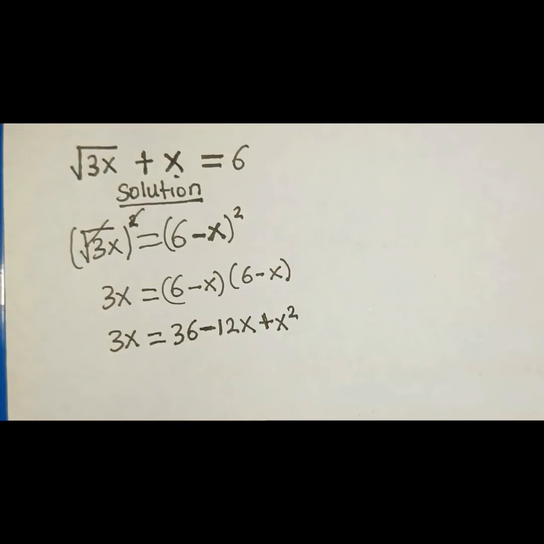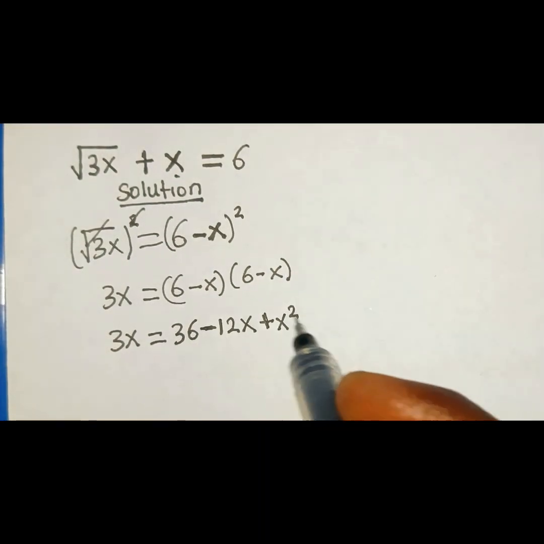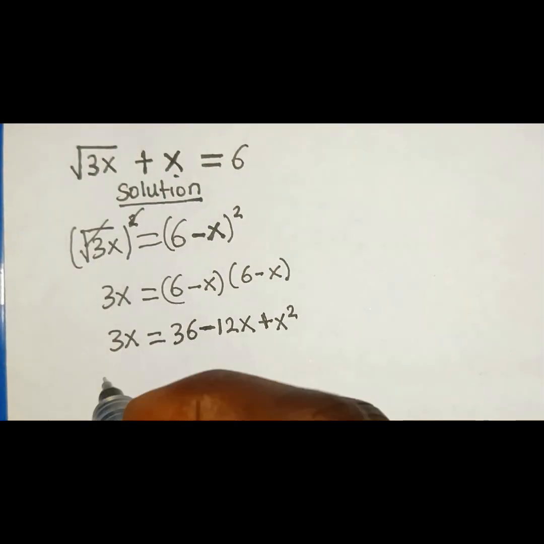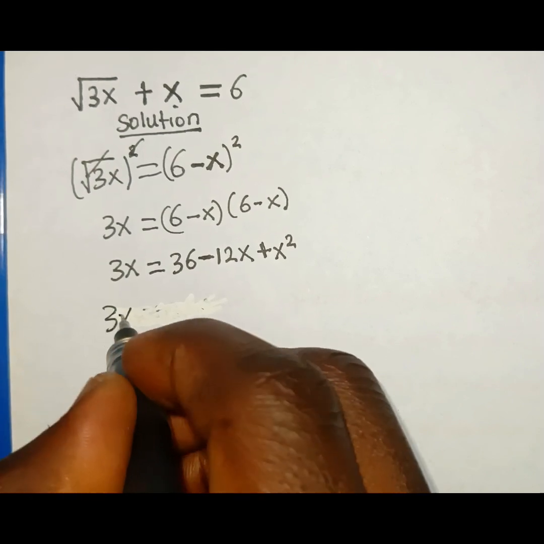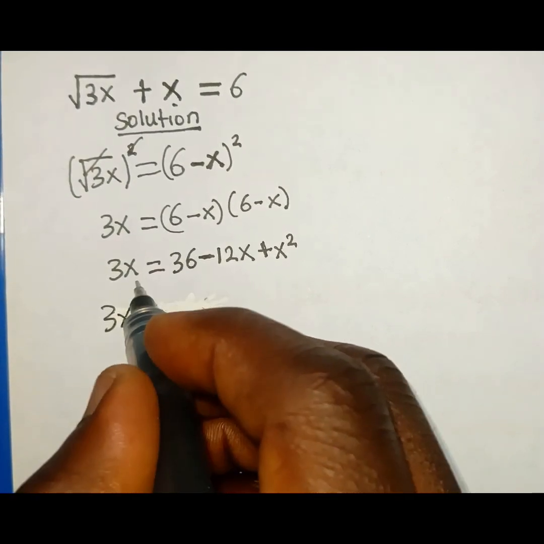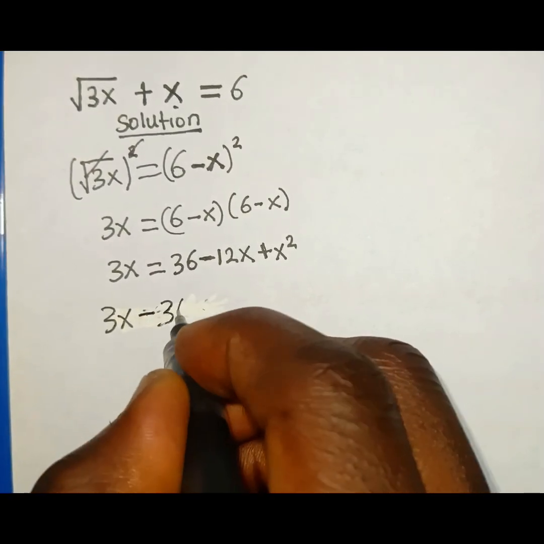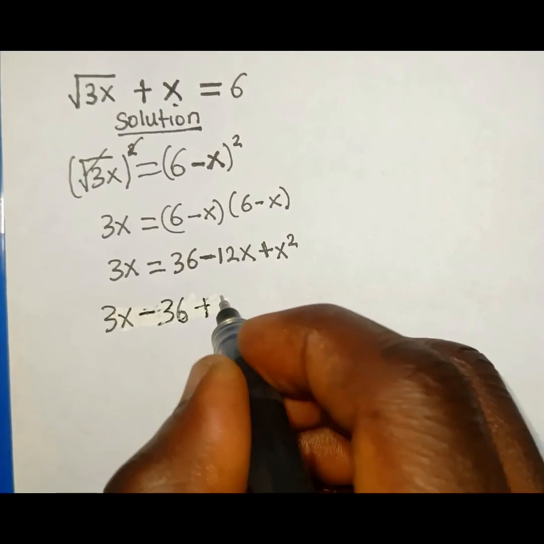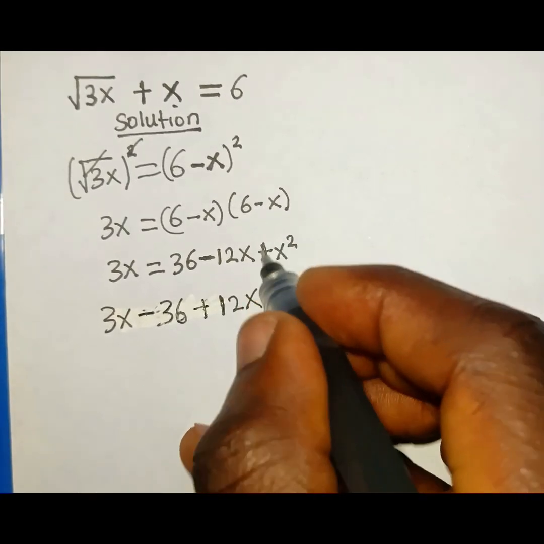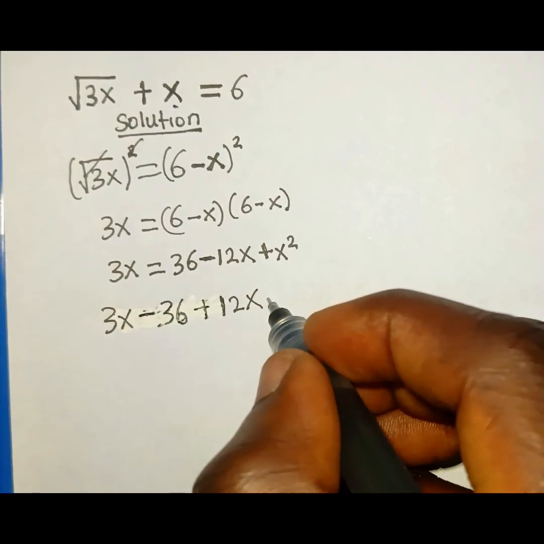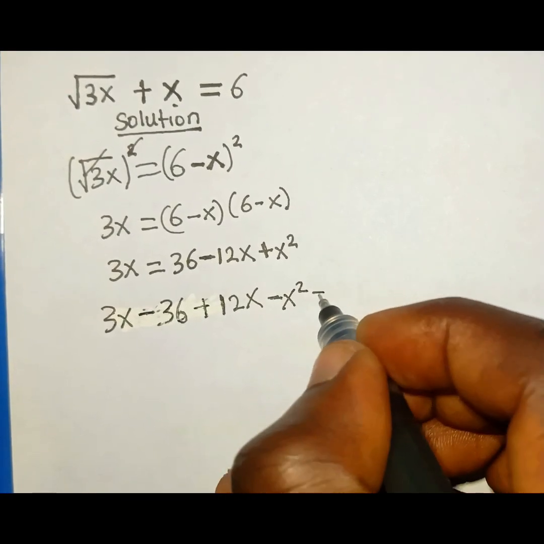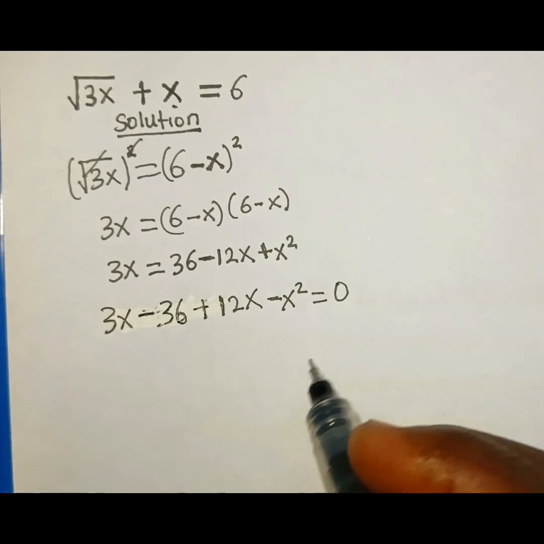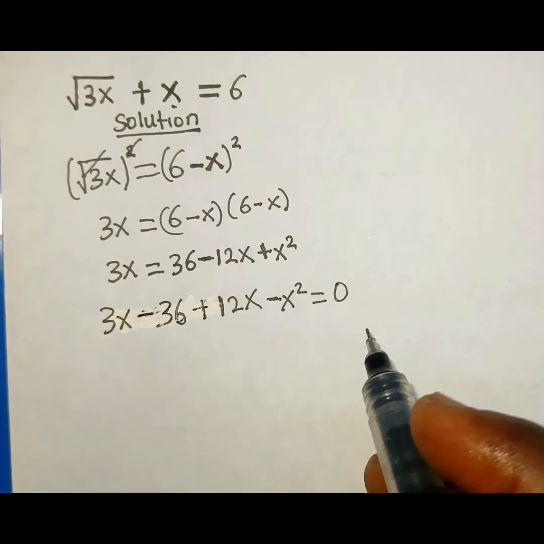So the next thing we're going to do is to take all the terms on the right hand side to the left hand side. So we're going to have 3x. When this positive 36 crosses, it becomes negative 36. And when this negative crosses, it becomes positive 12x. And also if this positive x squared crosses, it becomes negative x squared, so everything will be equal to 0 because there's nothing remaining on the right hand side.